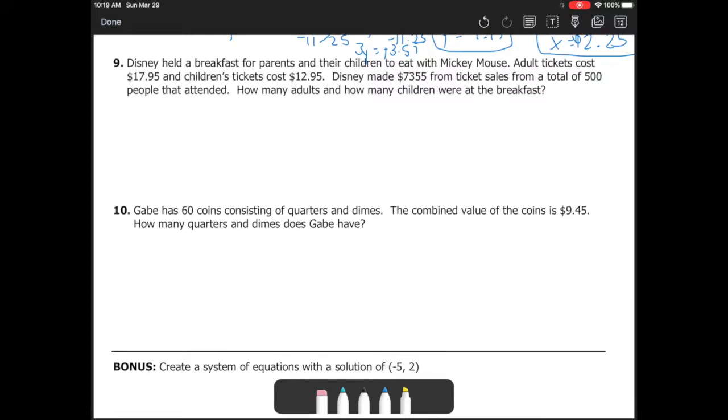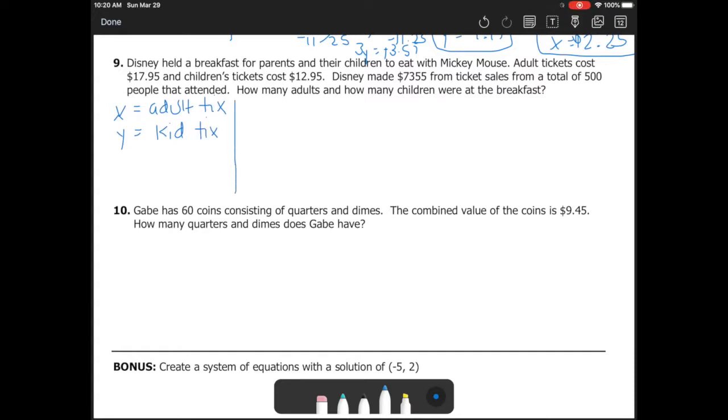Disney held a breakfast for parents and their children to eat with Mickey Mouse. Adult tickets cost $17.95. Children's tickets cost $12.95. Disney made $7,355 from ticket sales from a total of 500 people that attended. How many adults and how many children were at the breakfast? So first thing, we're going to define our x and y. I'm going to let x be the adult tickets, and I'm going to let y be the kid tickets.